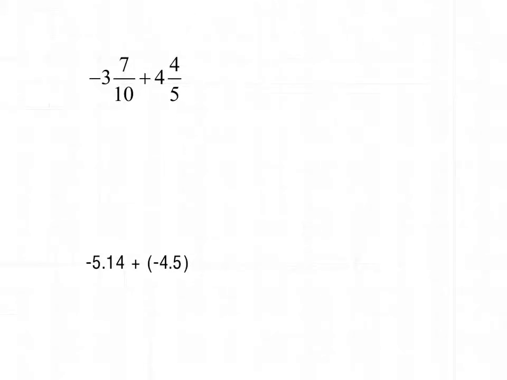All right, looking at the next one. Quick think through of my arrow diagram. Got positive 4 and 4 fifths and negative 3 and 7 tenths. It's not going to make it back. The answer is going to be positive. Arrows are cutting into each other, so I'm going to need to subtract.